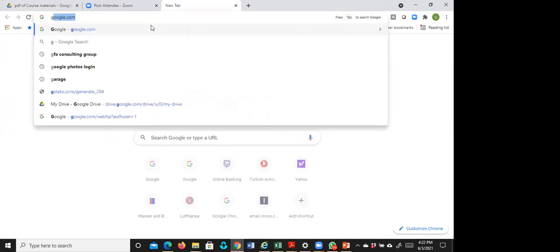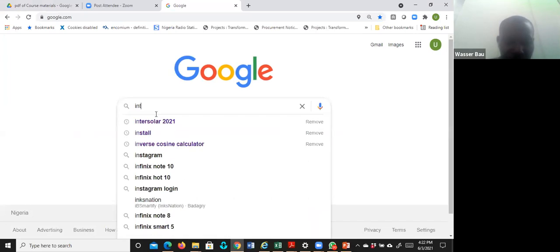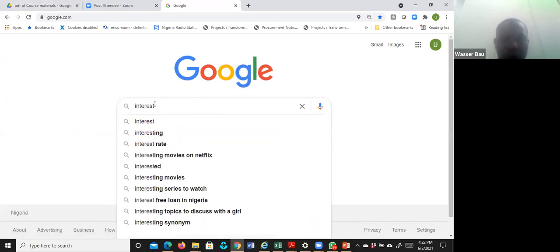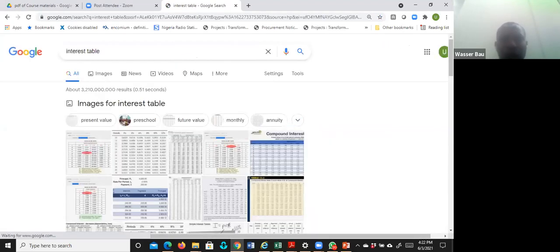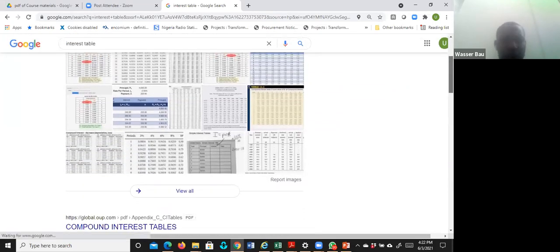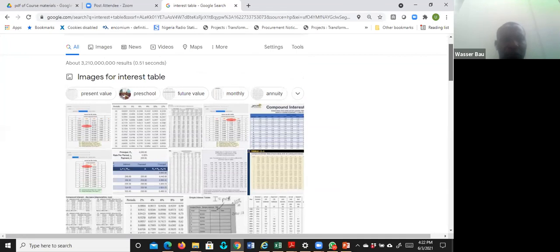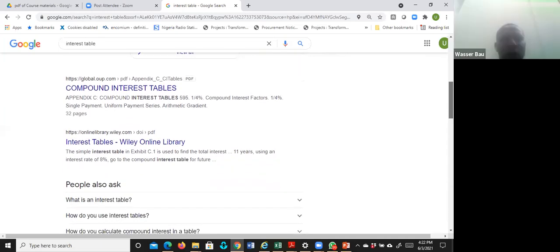It's no big deal. So this is Google. If I go to Google now and say interest table, just imagine what will come up. I just press enter. Gentlemen, I have millions of them. There are thousands of them, so you can download any one. Are they the same? They are the same, sir. It's a universal document. Absolutely the same.